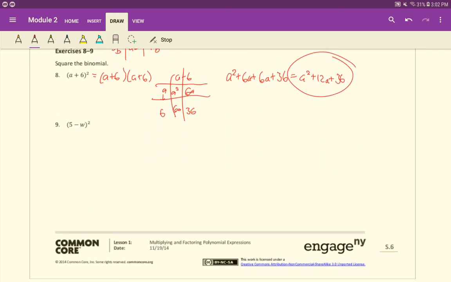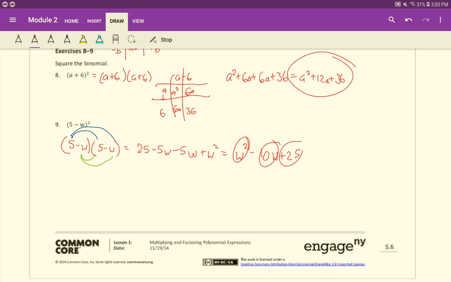All right, and let's do the 5 minus w squared. So 5 minus w squared is 5 minus w times 5 minus w. Again, pause the video here and try this on your own. Okay, so it'll be 5 times 5, 5 times minus w, so that'll give us 25 minus 5w, and it'll be minus w times 5, minus w times minus w, so it'll be minus 5w plus w squared. And we get w squared minus 10w plus 25. I like to put it in order of highest power to next highest power to lowest power. So there's our final answer.